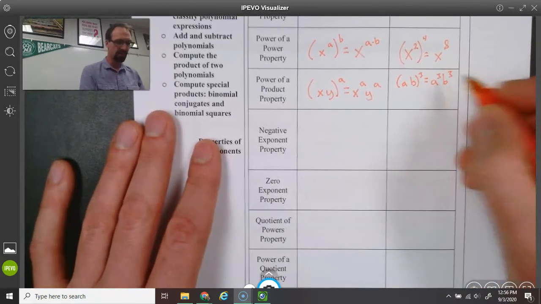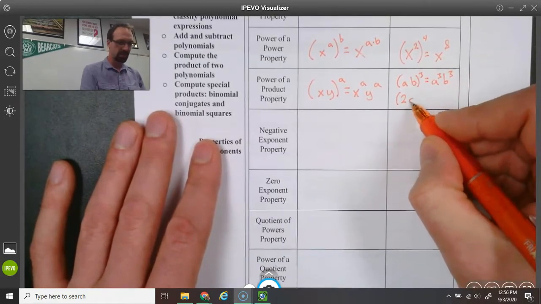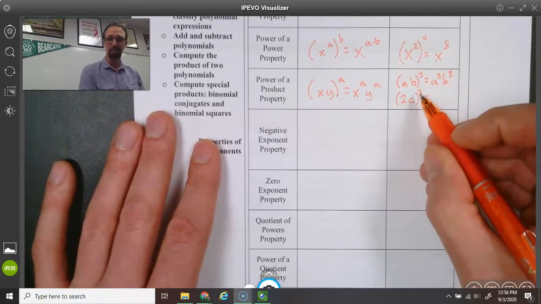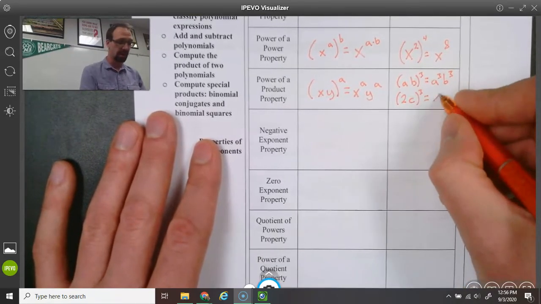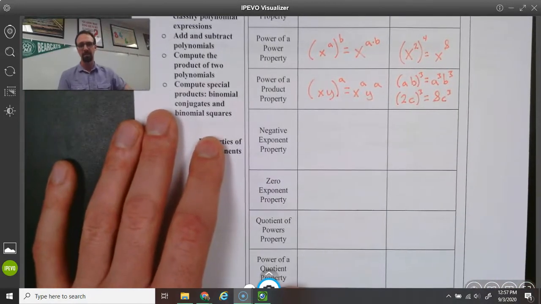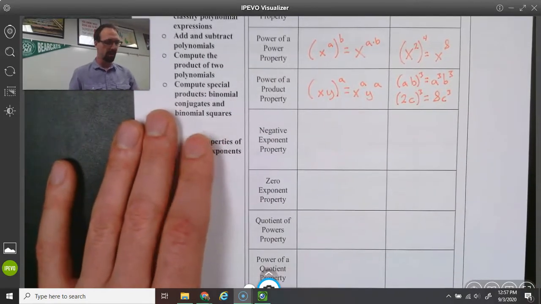Now this works differently if you have a coefficient or a constant. So if I have 2 times c, cubed, what happens is you actually go through and process 2 cubed and you get 8, and then c cubed. So be careful in situations where you combine both constants, or in this case coefficients, and variables.